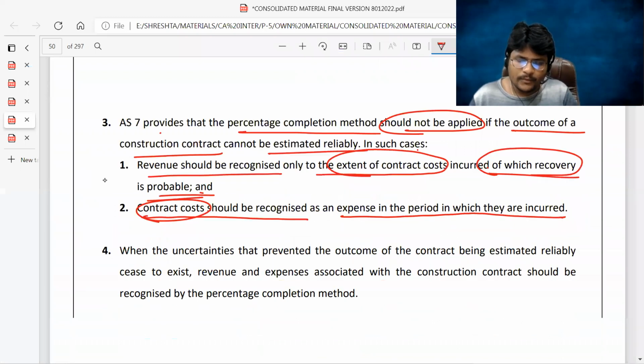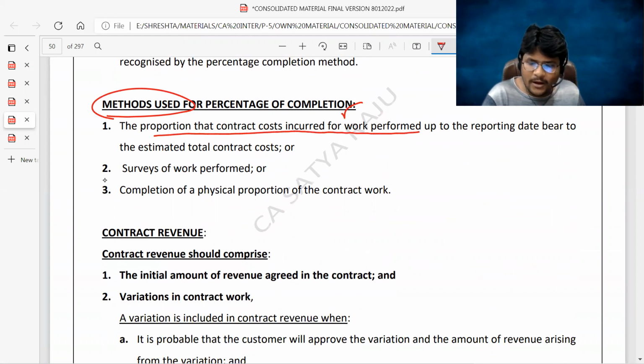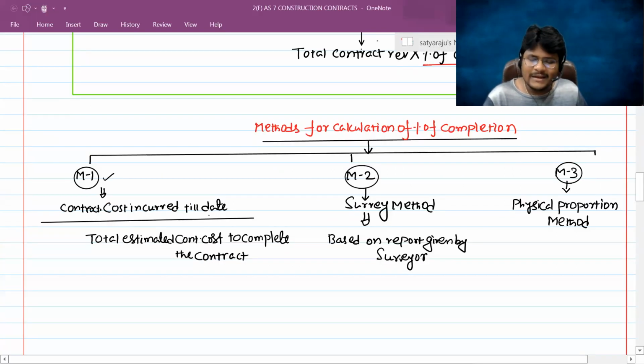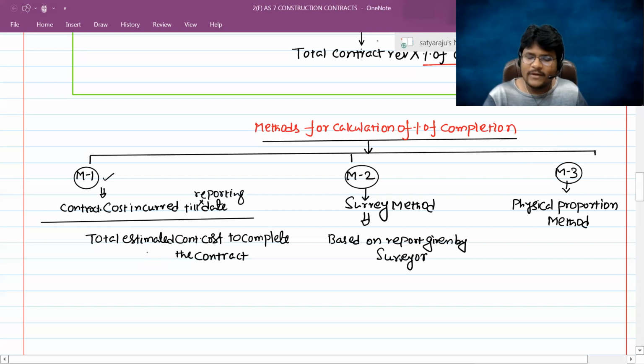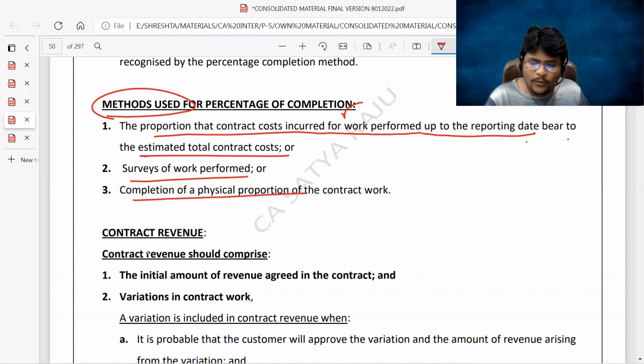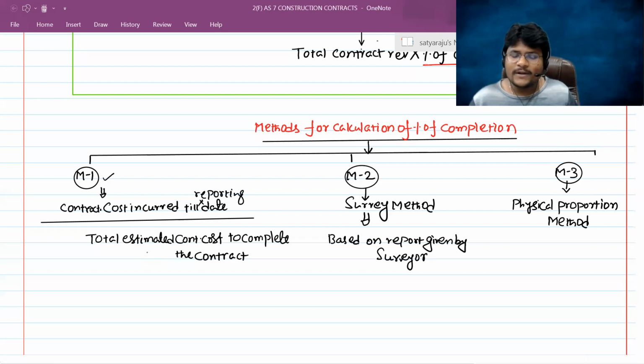Now all of you check here. Methods used for percentage of completion. The proportion that contract cost incurred for work performed up to the reporting date bears to the estimated total contract cost. Simply it is telling that contract cost incurred up to the reporting date, that is contract cost incurred till date, divided by total estimated contract cost to complete the contract, then you will get the percentage of completion under method number 1. Surveys of work performed: the surveyor will give the report. Completion of physical proportion of the contract work is based upon the physical proportion. Like this we will calculate the percentage of completion.